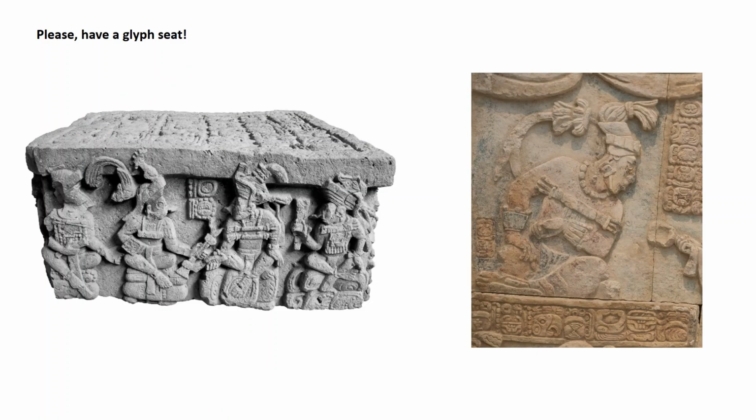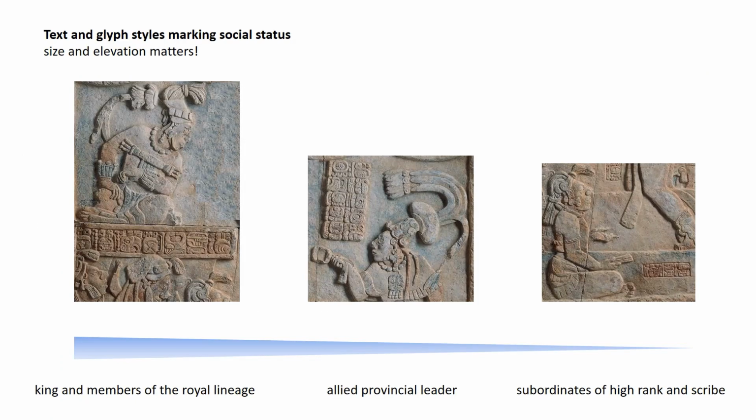Here is a glyph seat. This is another example, kings from Copan sitting on the name glyphs. The same happens here in this Kimbell art piece. Now let's have a closer look. The king and members of the royal lineage have a large font size. Here, the allied provincial leader has a smaller font. And here, the subordinates use even smaller ones.